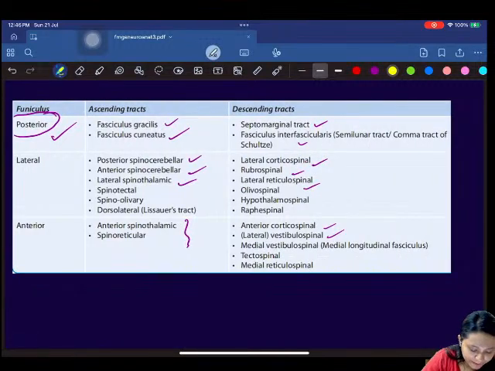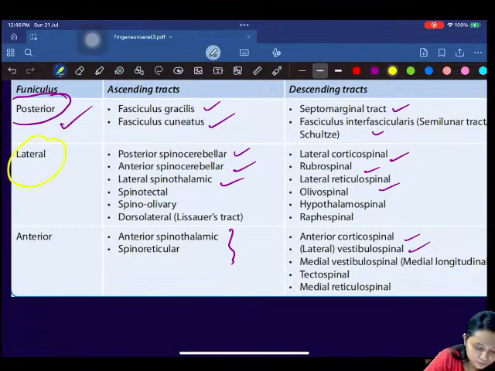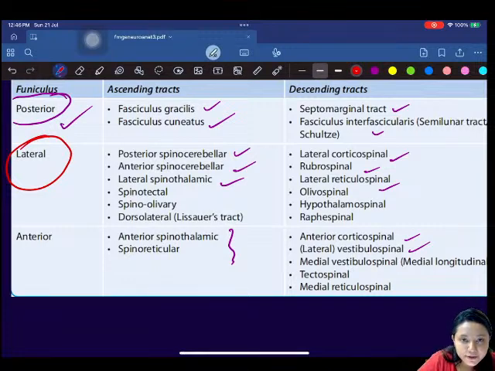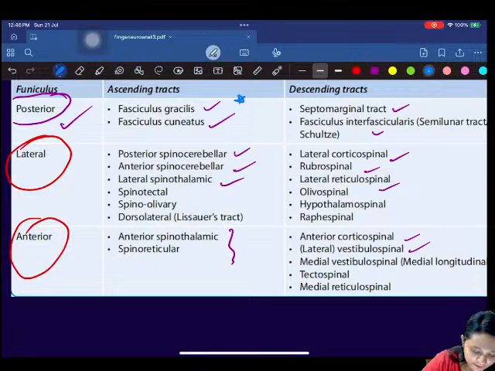If they have told about the lateral spinothalamic, it is in the lateral column. The lateral spinothalamic is in the lateral column, and the anterior spinothalamic is in the anterior column. Very easy. And the posterior and the anterior spinocerebellar are also in the lateral column. So for the posterior column, only two tracts you have to remember, important for the exam, that is your fasciculus gracilis and fasciculus cuneatus. I hope it is clear now.